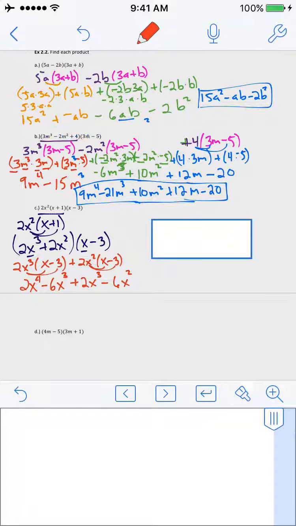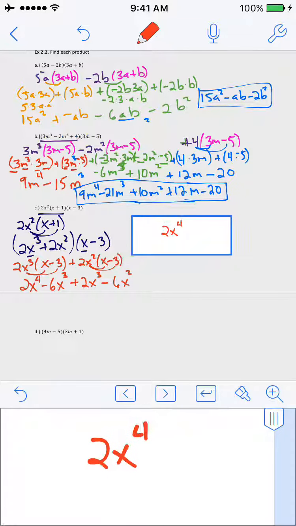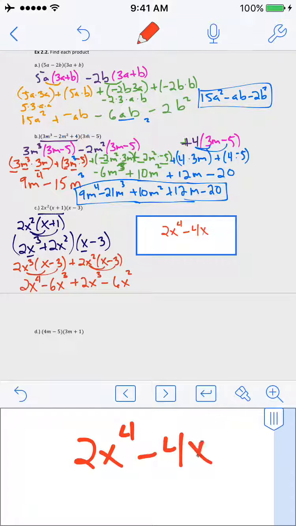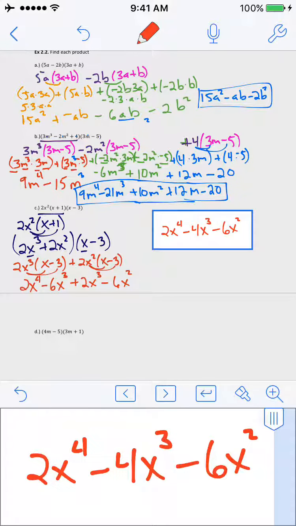So I can go over here. 2x to the fourth is just a singleton. It's all by itself. These two middle terms combine, a negative 6 and a positive 2, to give me a negative 4x cubed. And then a last negative 6x squared.